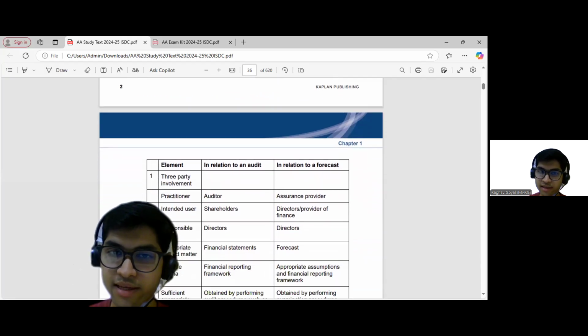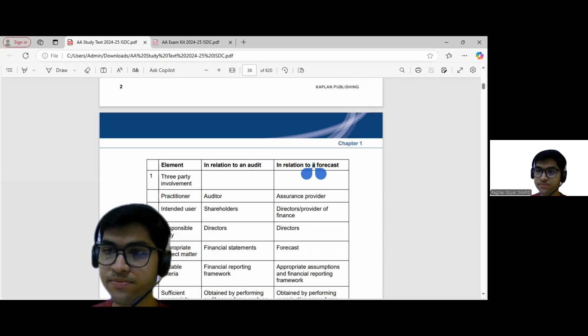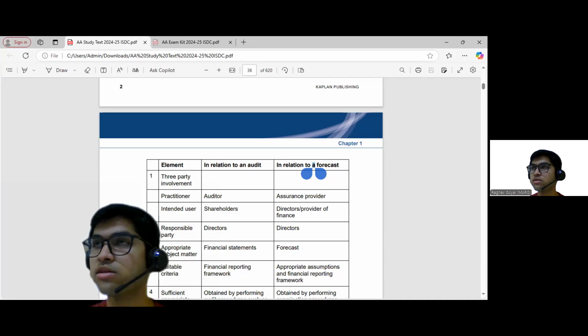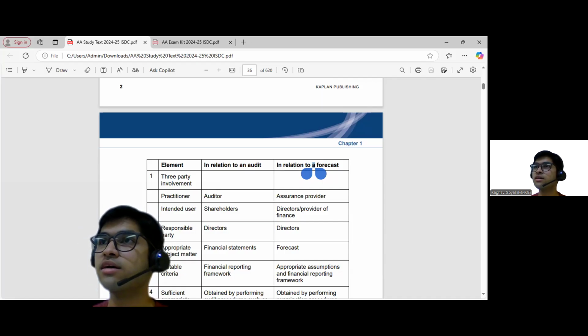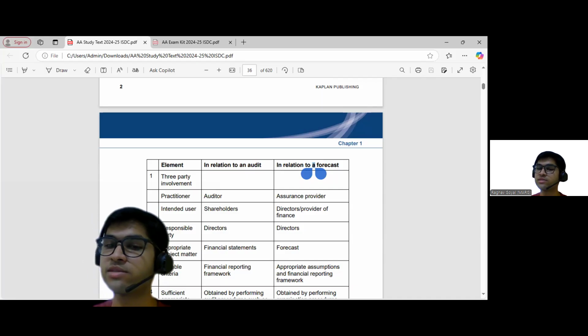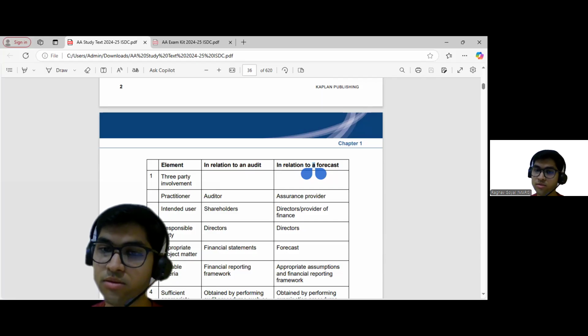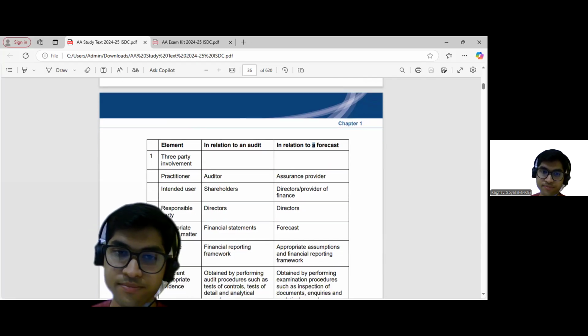So, for example, they have separated in relation to an audit and to a forecast. Audit is for financial statements, and forecast is something you will be doing later on. It's a report for the future, so you can't really audit it as it is not historical, but you can assure the users of this forecast that the basis which has been used to prepare this is reliable and you can place your assurance on it.